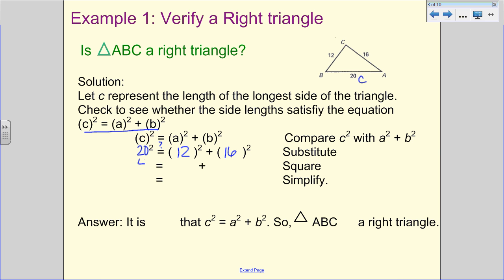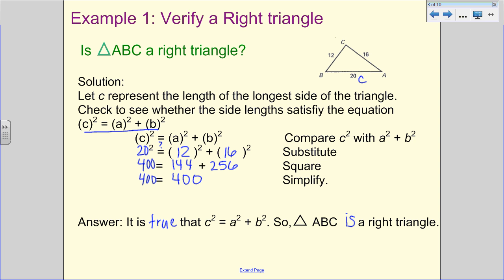20 squared is 400. 12 squared is 144, and 16 squared is 256. So we're just doing the squaring there. We then have to simplify each side. Well, the left-hand side is just 400. But the right-hand side, we have to add those two values together. So 144 plus 256 is going to give us 400. Because it is a true statement, 400 equals 400, it is true that c squared equals a squared plus b squared. So we know that triangle ABC is a right triangle.